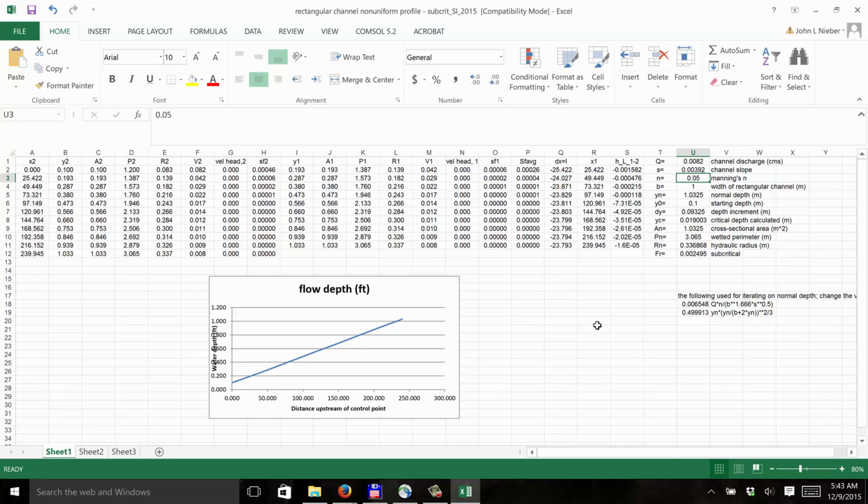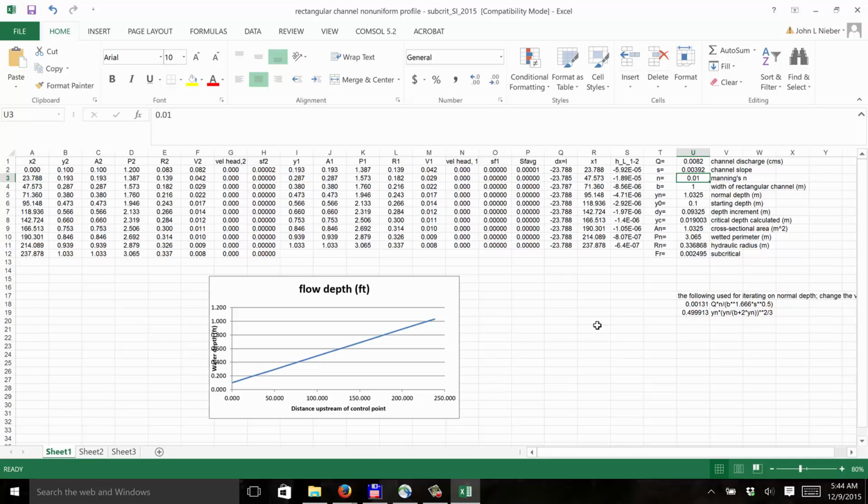The Manning's n is a very smooth surface inside the channel, so I'm going to guess it to be around 0.01. Smooth steel pipe material would be about 0.012. I'm not sure if this is even smoother than that. This Manning's n is a parameter that you'd be able to play around a little bit with to match your measured water surface profile with the calculated water surface profile.